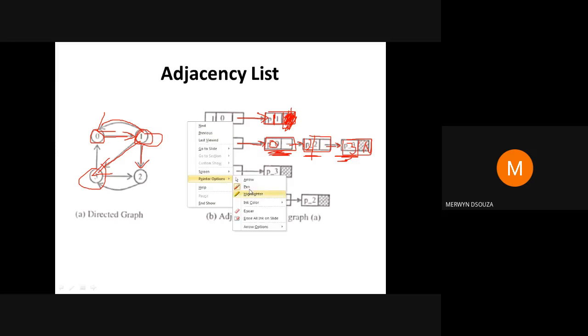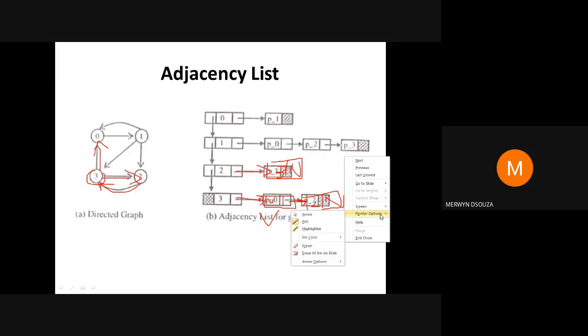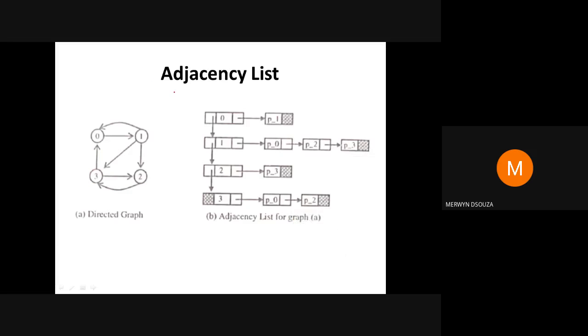Similarly, for the other nodes, from 2 there's just one edge going to 3, so I just add one more node here, and this will be null. Similarly from 3 there are just two edges, one going to 0 and one going to 2. So you can see here one going to 0, and now add one more node going to 2. So this is your adjacency list representation of a graph.